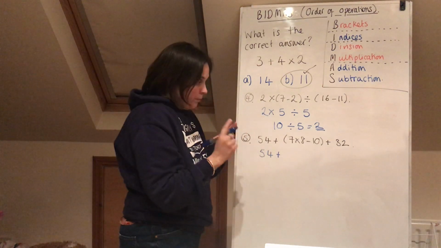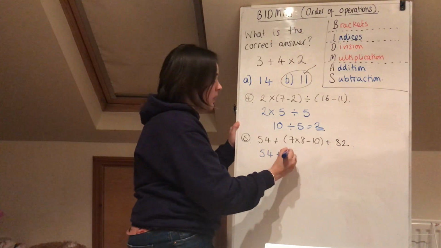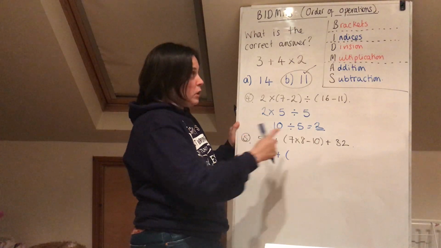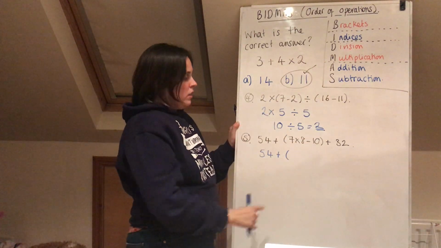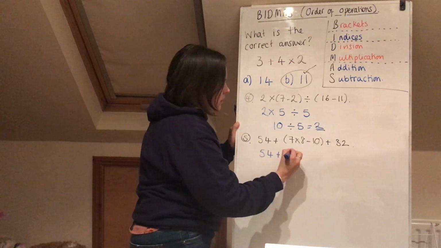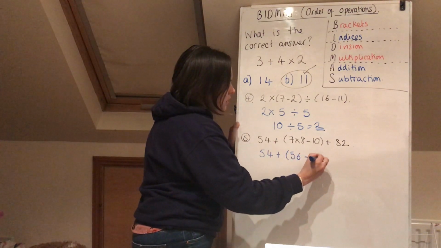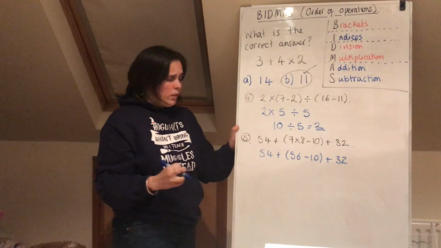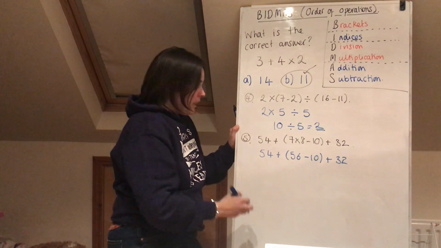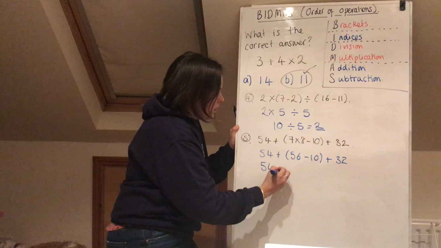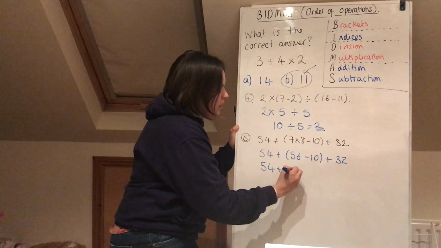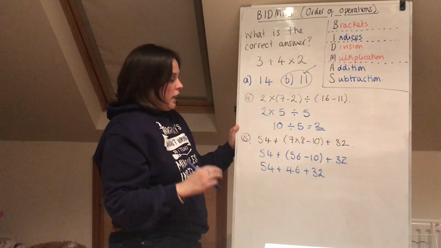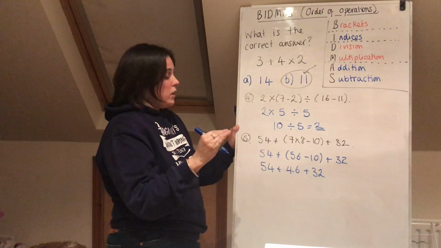So we have 54 plus. Now, because there's more than one operation in here, I'm going to keep the bracket in for the time being. And I'm going to do my multiplication inside the bracket first because that comes before subtraction. 7 times 8 is 56, take away 10, and then I'm going to put my plus 32 outside. Okay, now I've got to finish off my bracket, so I have 54 plus, now 56 take away 10 is 46, and then I've got plus 32. And now we've just got plus and plus, so we can just work from left to right.